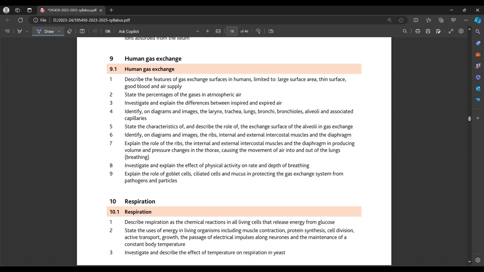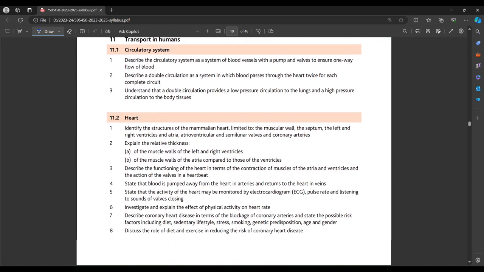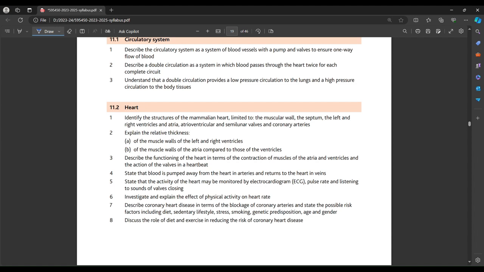Then human gas exchange. Now transport in humans, the pump would be the heart, and valves. What is the function of valves? They prevent the backward flow of blood. Double circulation means the blood passes twice through the heart to complete one circuit. This is called double circulation. Low pressure circulation to the lung is called pulmonary circulation, and the high pressure circulation to the body tissue is called systemic circulation.